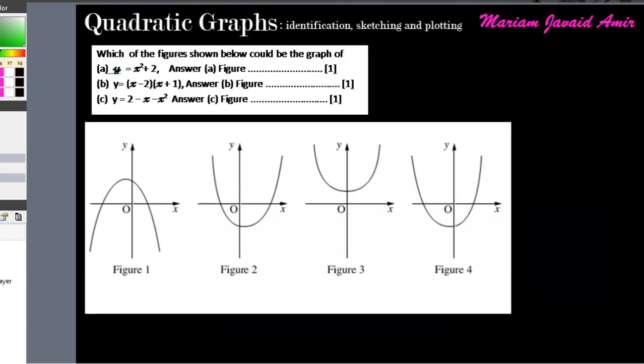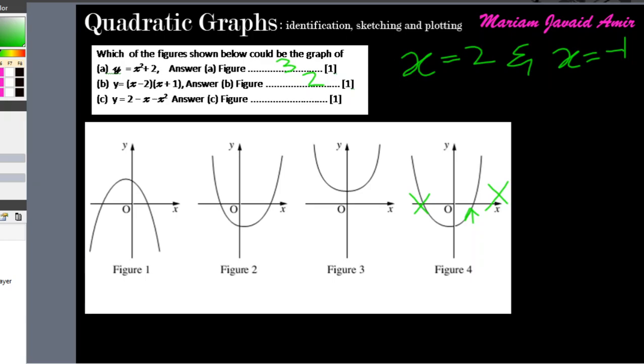Here, the next question is, which of the figures shown below could be the graph of y is equals to x square plus 2? So that is simply a U-shaped graph that's moved 2 units up. So that's figure 3. Part B, the graph of x minus 2 bracket x plus 1. So the roots are simply x is equals to 2 and x is equals to minus 1. So that would be figure 2. It can't be figure 4, although they look a little alike, but here the negative value is bigger and the positive value is smaller. In our case it is actually the opposite, so that's figure 2.